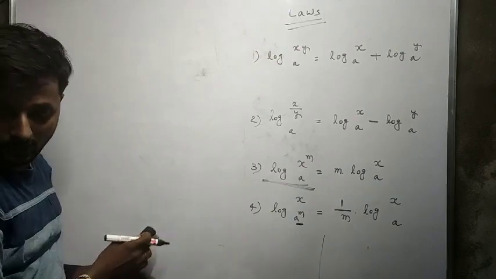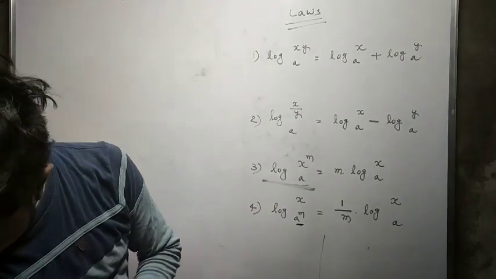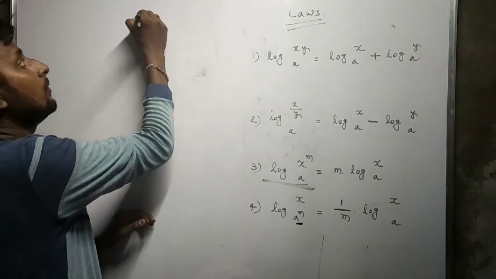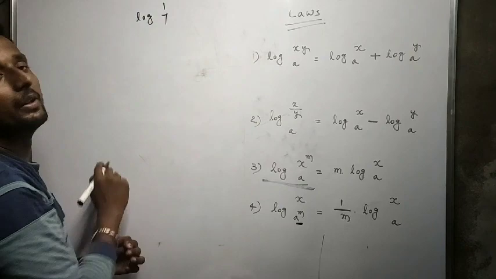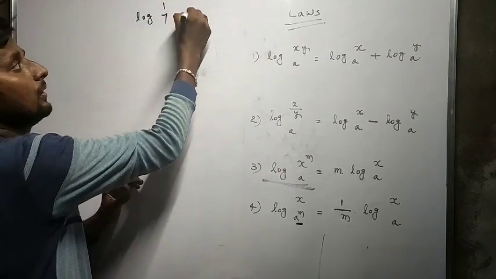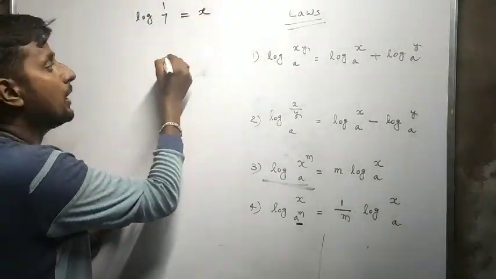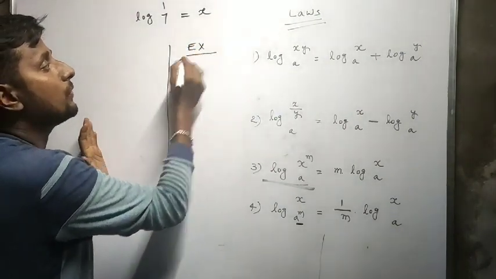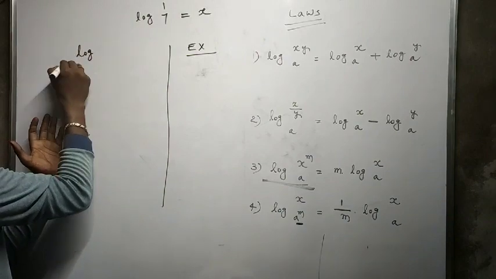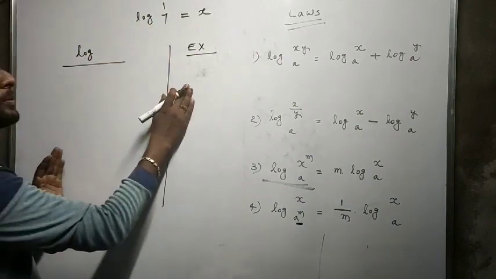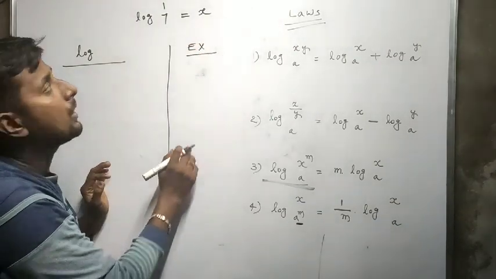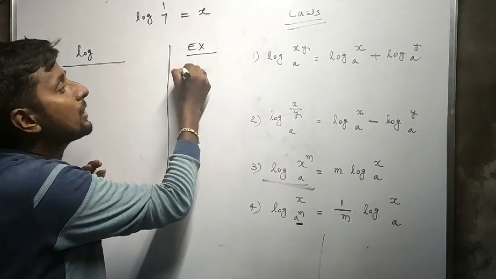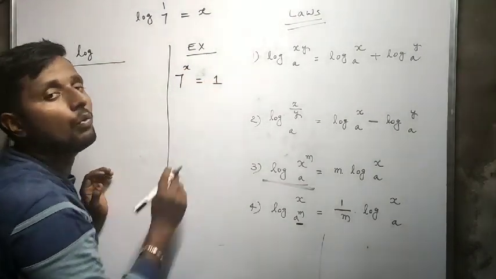I hope you understand. If you want, we'll see some more problems. Log 1 to the base 7, simple, x. Now I'll solve the problem in both methods. Here I'll use exponential form, and here I'll use logarithm form. First, the exponential form: 7 will be written exactly, and they will interchange places. So we write 7 power x is equal to 1.